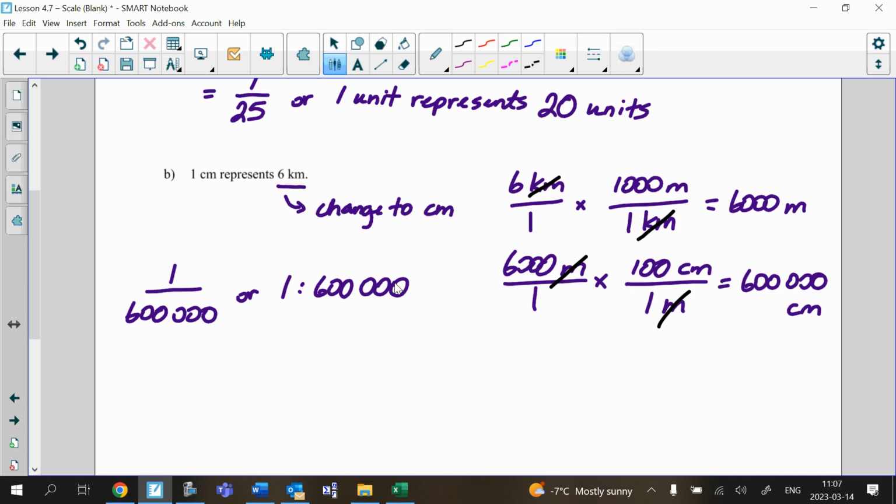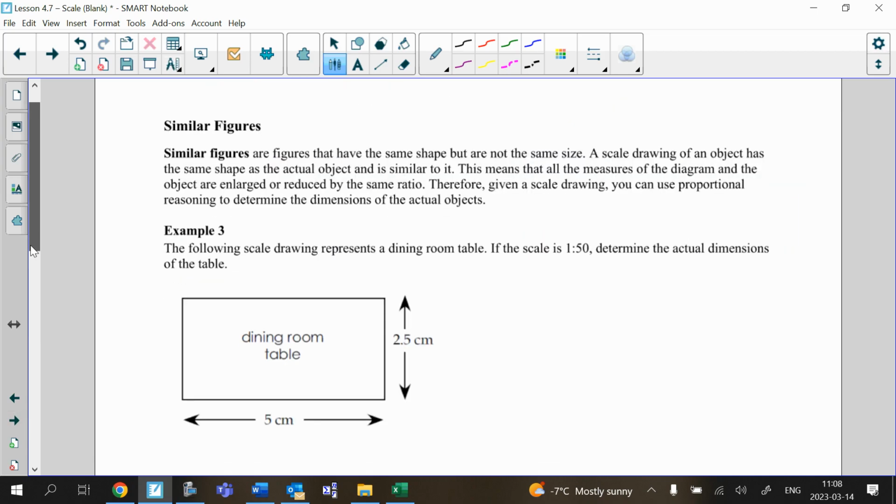You know, might be a big piece of paper, which means you're going to take the actual house and scale it down to a drawing. But then you've got to also show that everything in the drawing has to represent the actual distance or weight or whatever of something. So that means scale factors deal with similar figures.